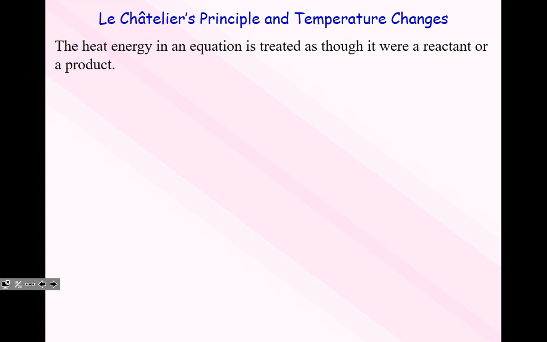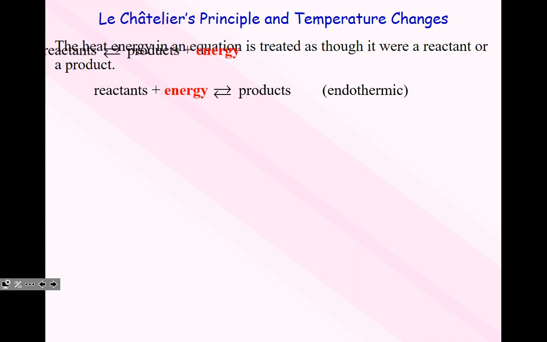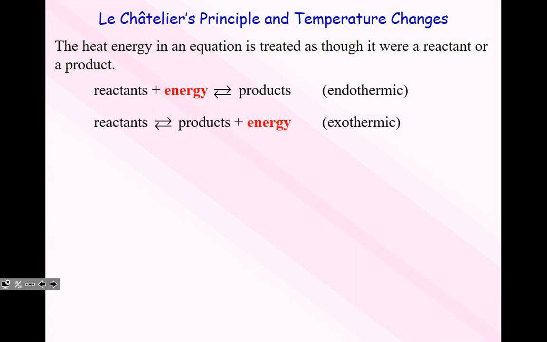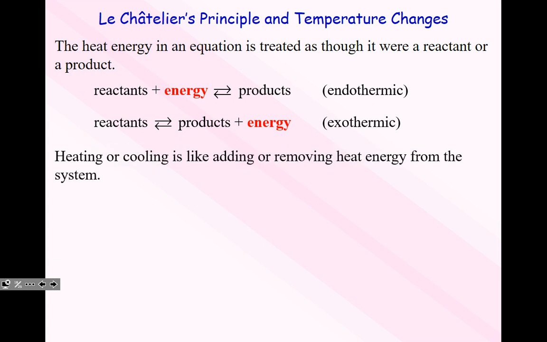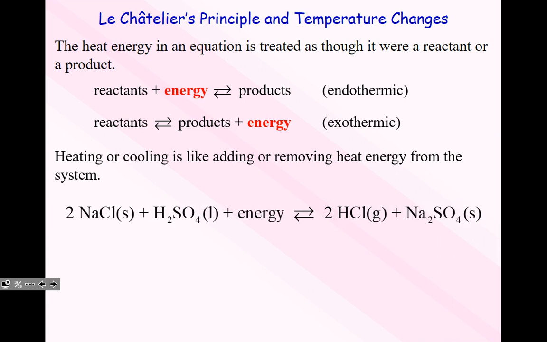So let's take a look at temperature changes. In an endothermic reaction, energy is an entity that's found on the reactant side. And for an exothermic reaction, energy is found on the product side. Heating or cooling is like adding or removing heat energy from the system, which you already know. Here's an example of an endothermic reaction.